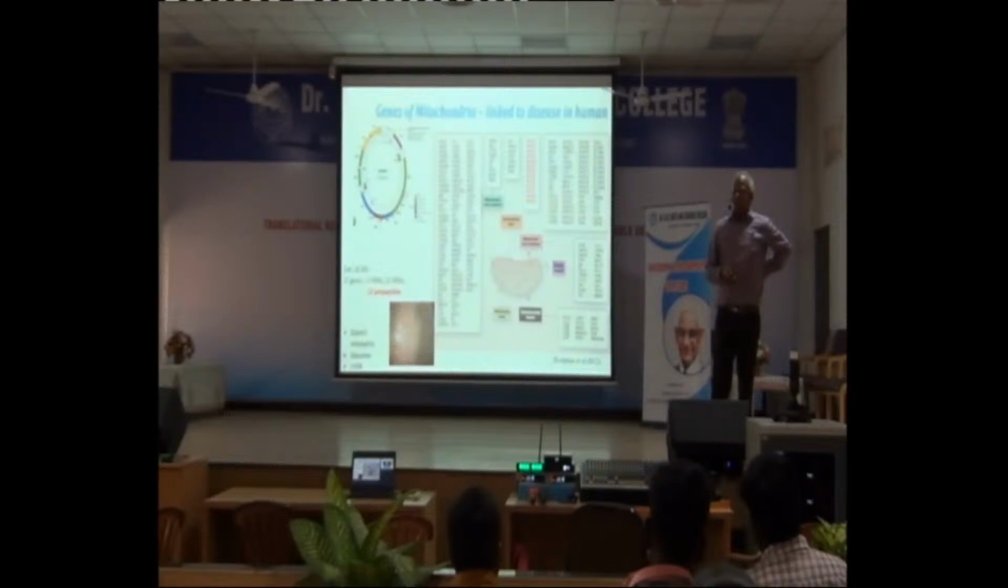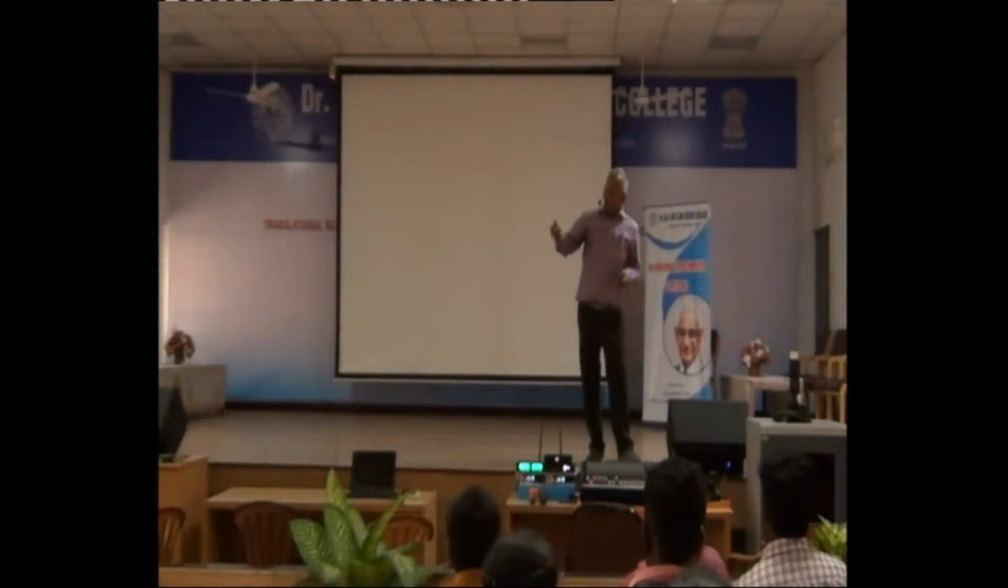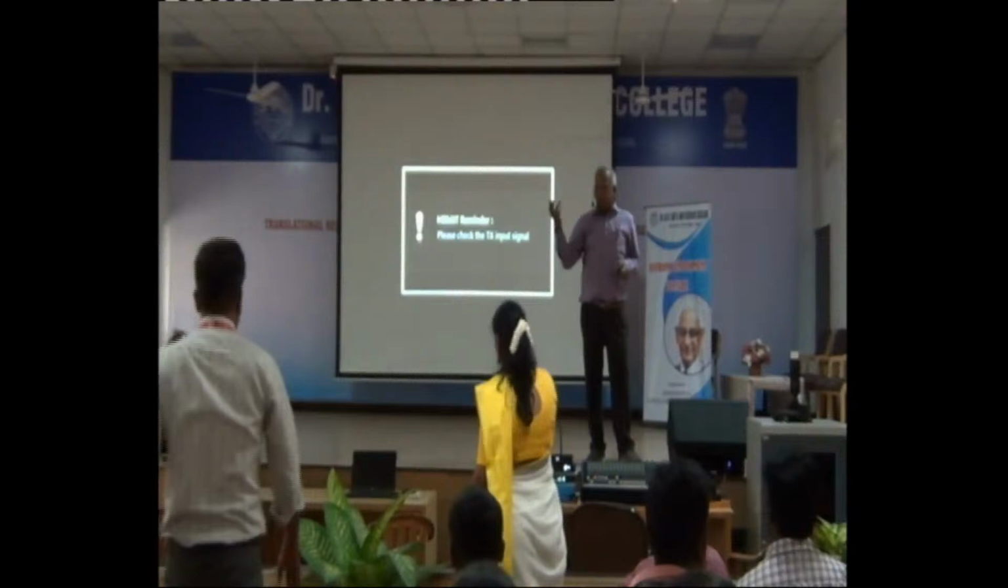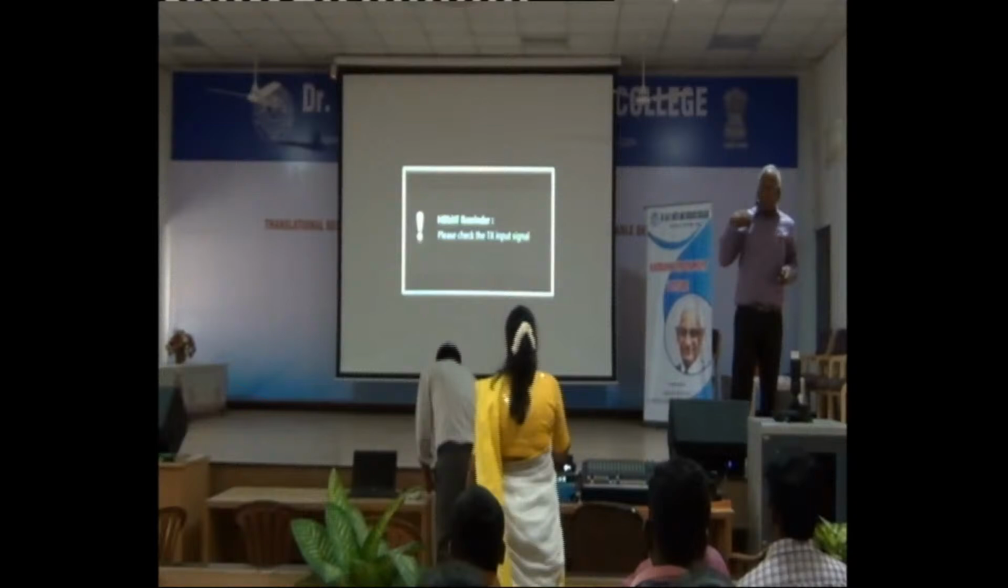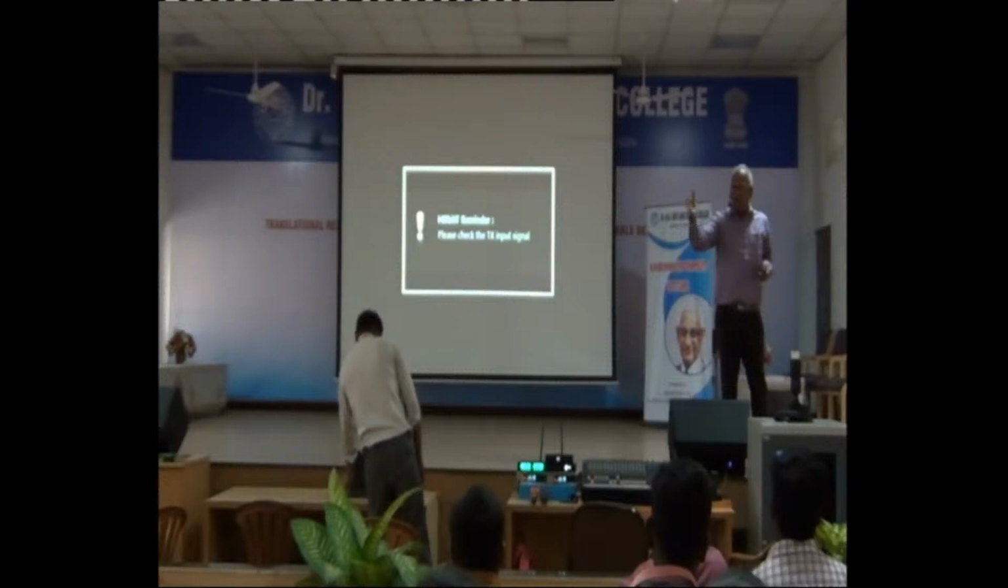Whatever mitochondria we have is derived from... You just now had lunch, you are very good, you have energy. Right? You are consuming food. After digestion, you are getting energy through ATP. The energy is coming from mitochondria. Mitochondria is the powerhouse of the cell. Where are we getting mitochondria from? Whatever mitochondria we have, either boy or girl, we are getting from mother.